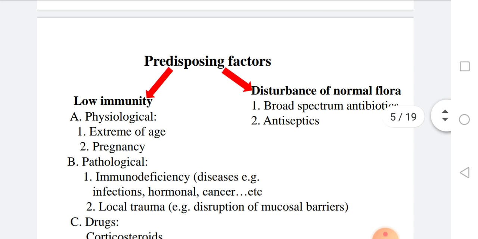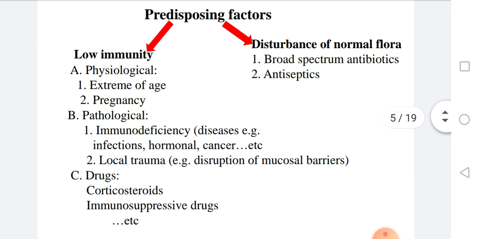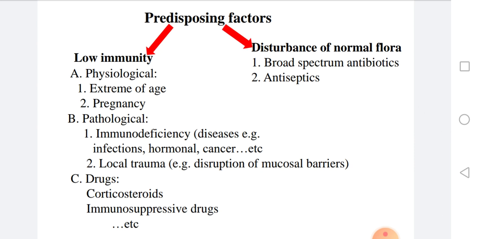These are the predisposing factors that pave the way or the road for Candida albicans to be a pathogen. They are grouped into two groups. The first one, disturbance of normal flora. The balance of the normal flora can be disturbed by broad spectrum antibiotics or antiseptics used for a long time.